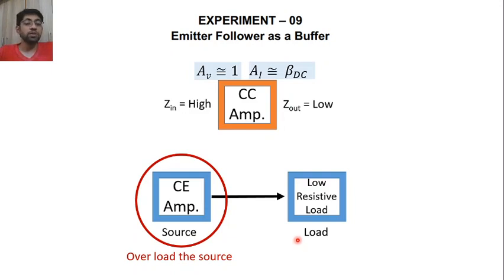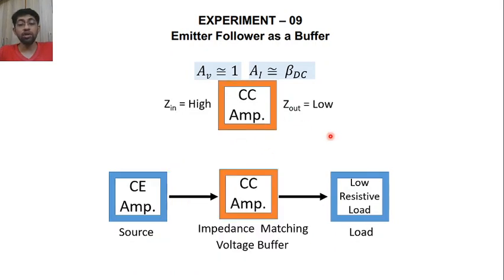And to avoid this kind of loading effect, the solution is to insert this CC amplifier stage between the source and the load. If we insert the CC amplifier stage between the source and load, we can see what happens: since the load requires higher current, the CC amplifier is nothing but a kind of current amplifier.